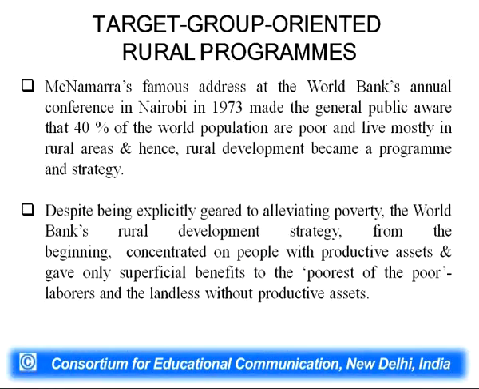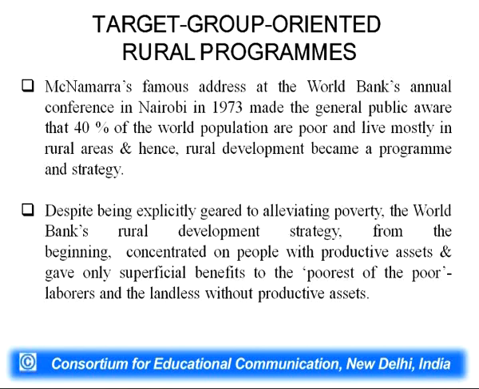Target group oriented rural programs: I would like to recall the initiative taken by McNamara while addressing the World Bank Annual Conference in Nairobi in 1973. He mentioned that 40% of the world population are poor and live mostly in rural areas, and hence rural development became a program and a strategy.